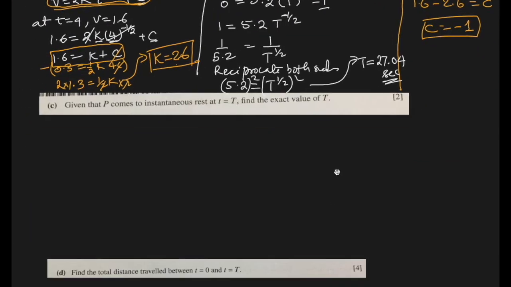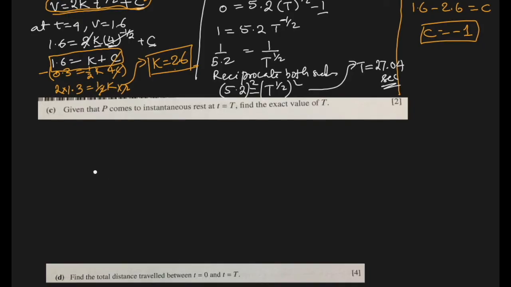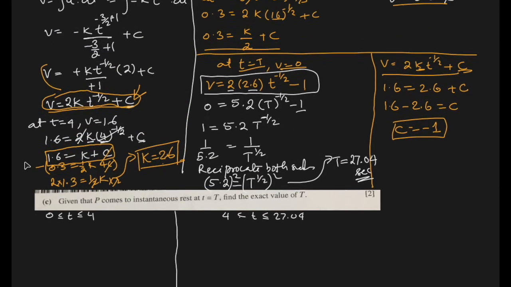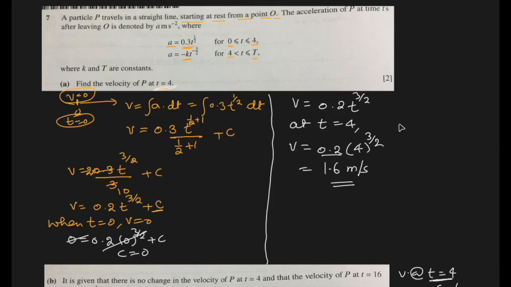Do we have another part? Yes, we have. Find the total distance traveled from t equal to 0 to t equal to capital T. Wow. That means we will have to integrate both the situations. So let's write here 0 and t equal to 4, and then 4 to t equal to 27.04. This is what we got just now, 27.04 seconds. Before integrating, let's ensure that there is no turning point between these times. If there is any, then there will be a problem. So let me hurriedly confirm that.